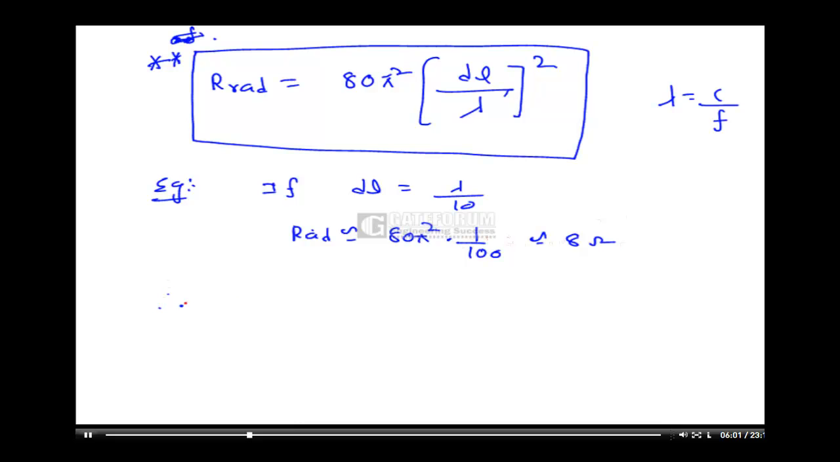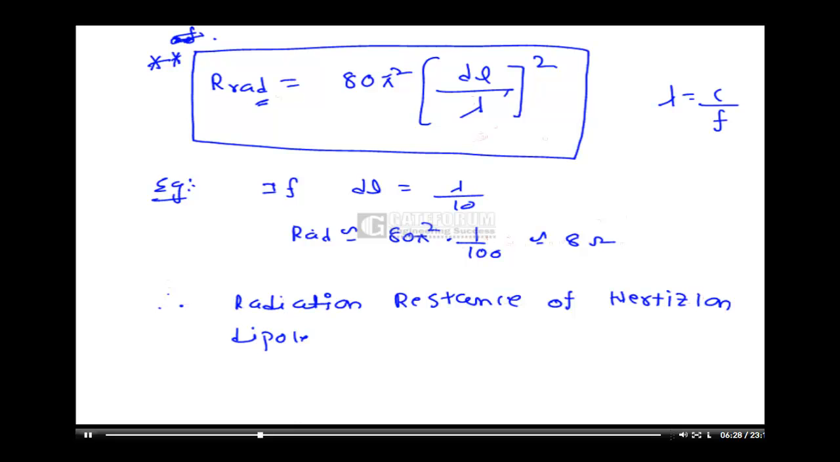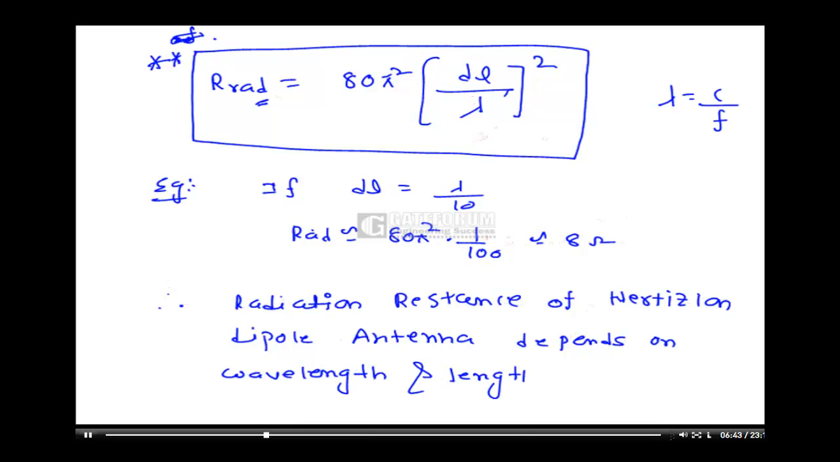Therefore, if you observe this equation, the radiation resistance depends upon the length of the antenna as well as lambda, where lambda is C by f, that is, the frequency of operation. Therefore, the radiation resistance of a Hertzian dipole antenna depends on the wavelength and the length of the antenna.